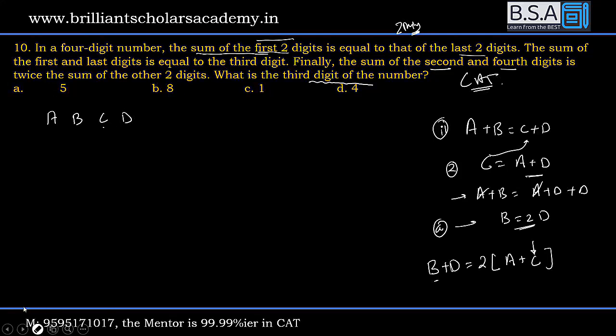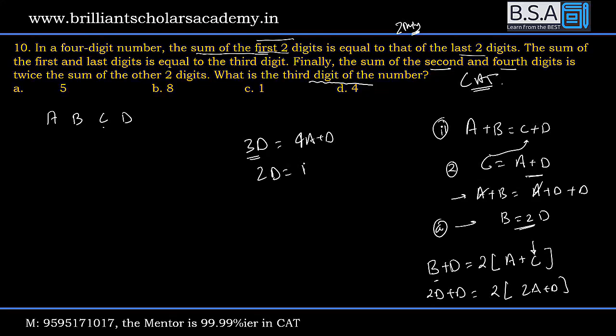2D plus D is equal to twice of 2A plus D. So when I rearrange, what I have is 3D on this side is equal to 4A plus D. If I rearrange further, what I have for you is 2D is equal to 4A, D is equal to 2A. So basically what is C? Let us make sure we are not making a mistake. Move it around. So you got your answer.